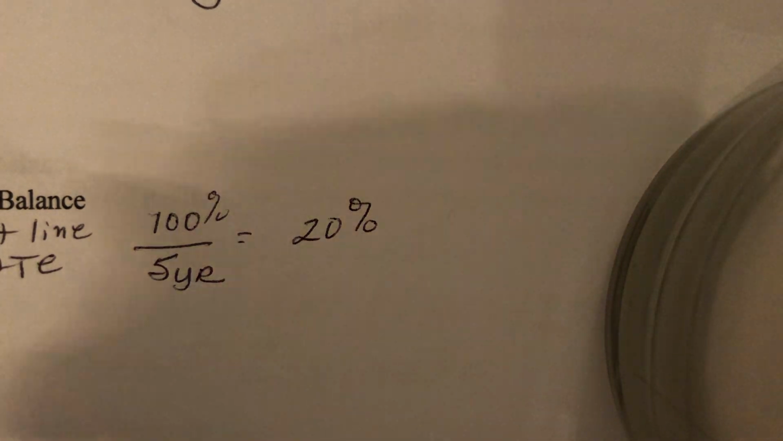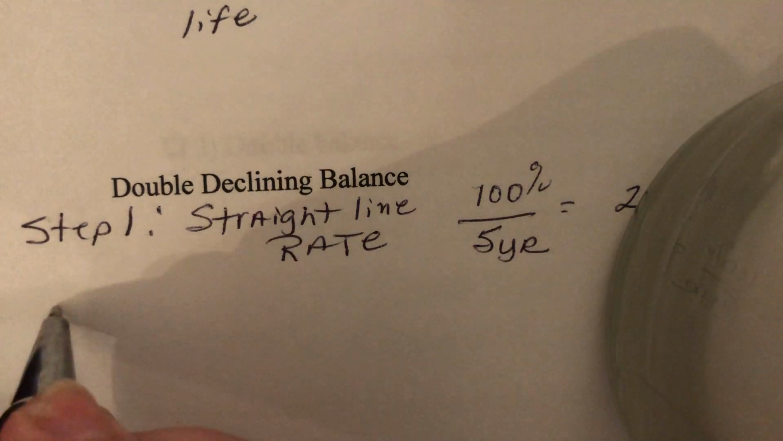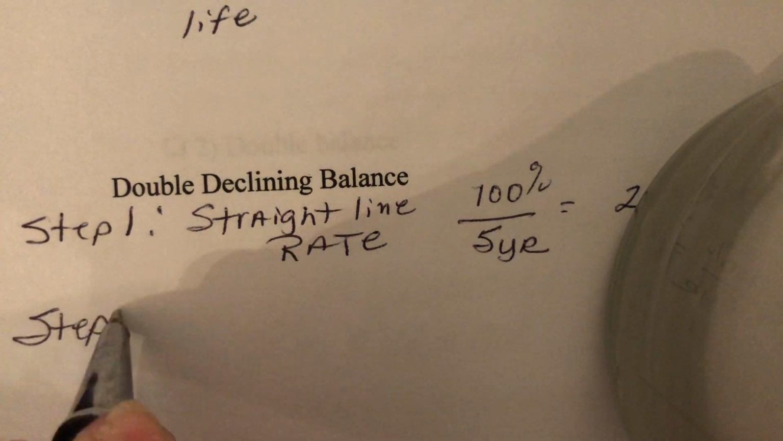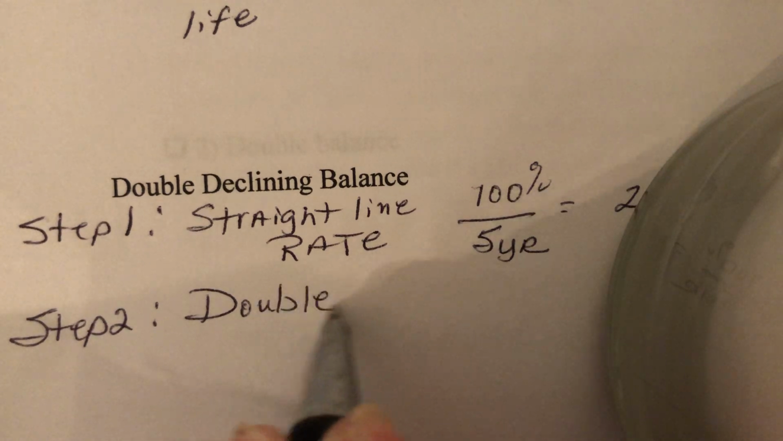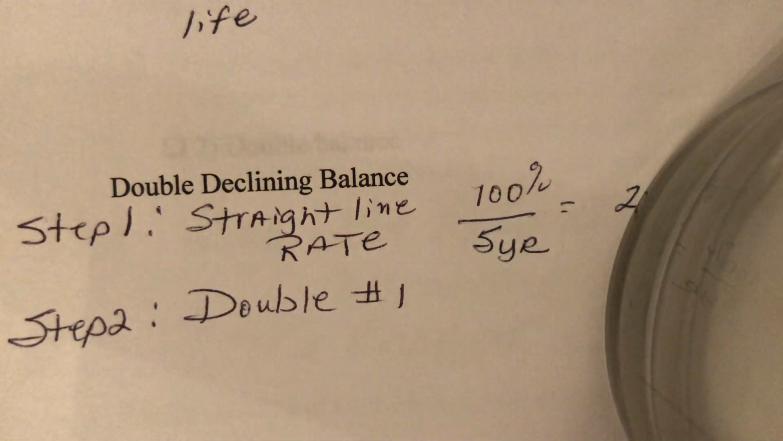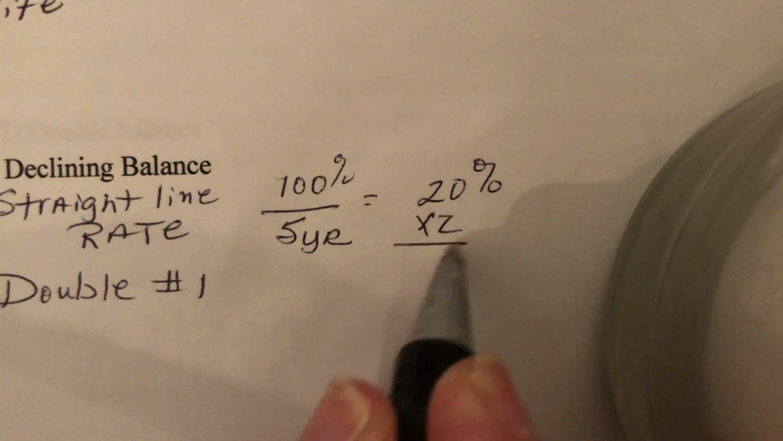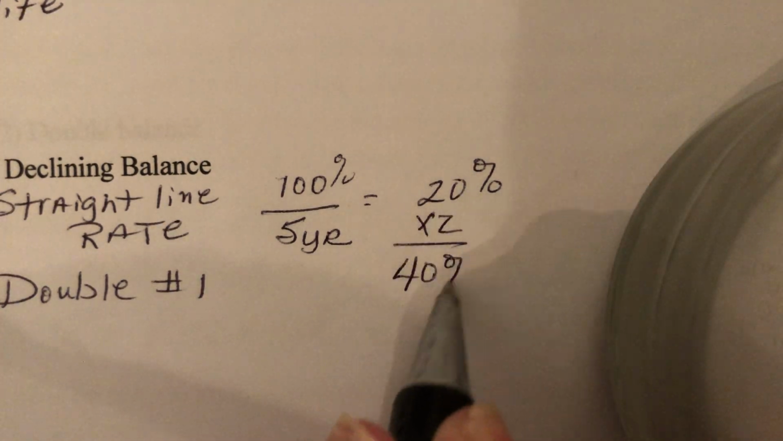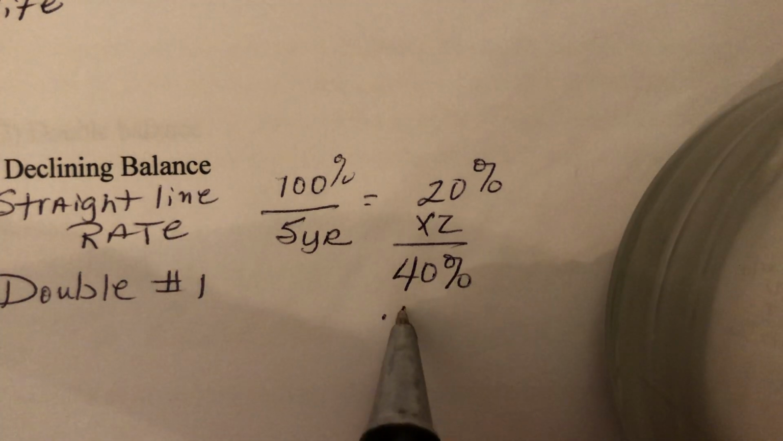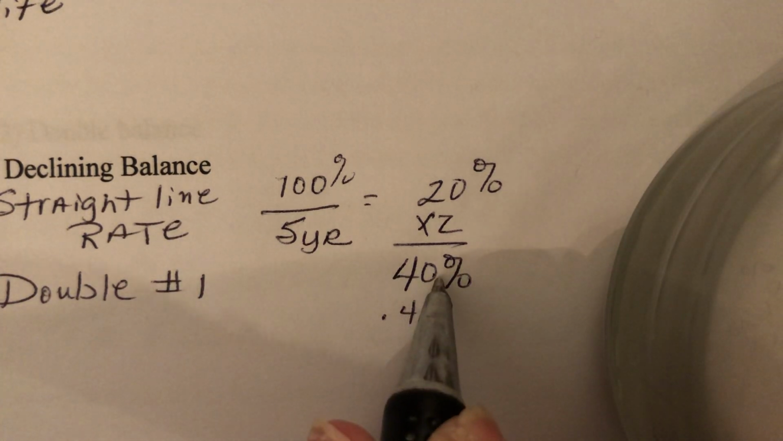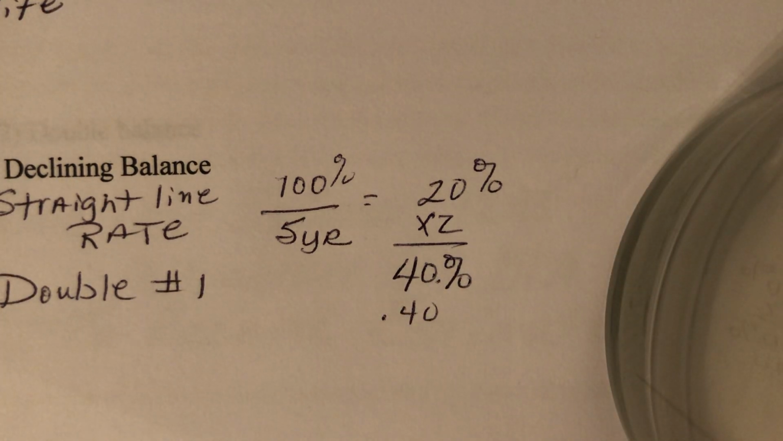Now you want to double that in the second step, step 2. So double number 1. If you multiply this by 2, you get 40%. Now in decimal form, that's going to be 0.40, because your decimal would be between the 0 and the percent sign. So move it 2 places to the left.